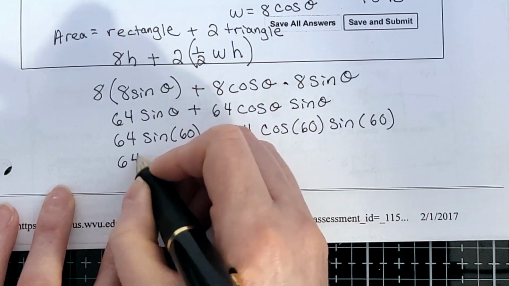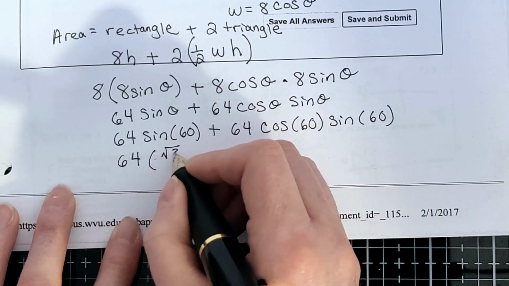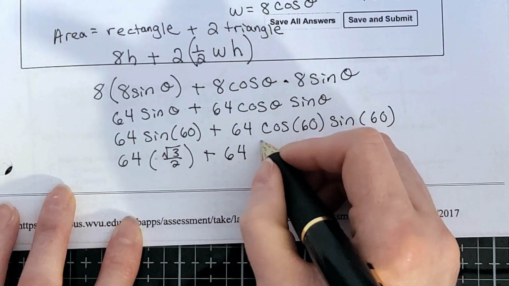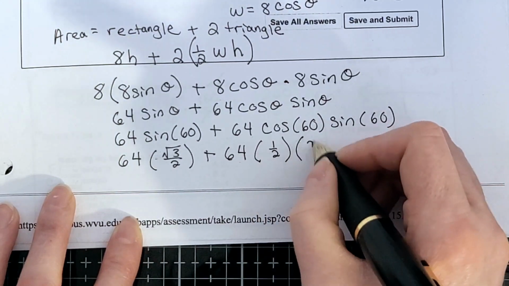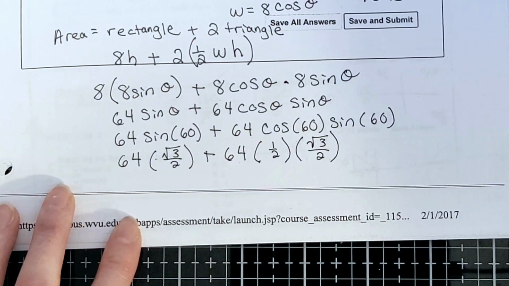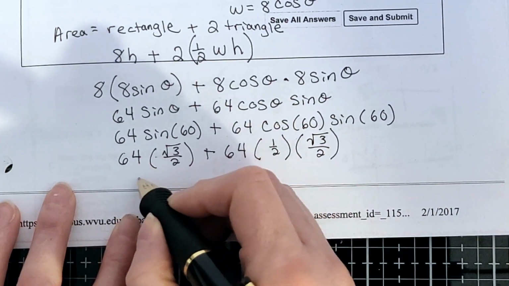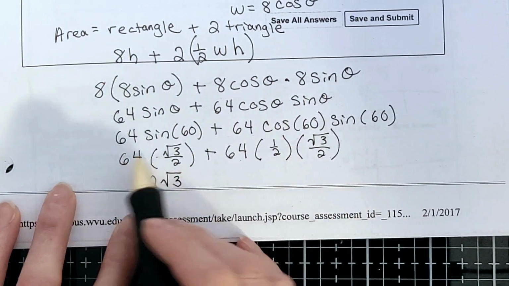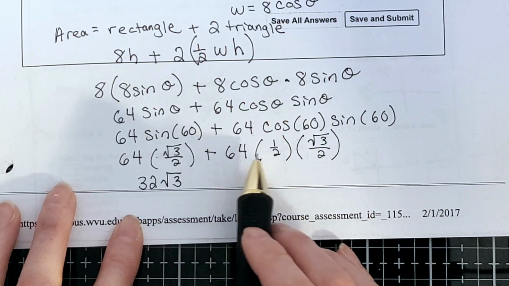So sine of 60 degrees was square root 3 over 2. Cos of 60 is 1/2. Sine of 60 again is square root 3 over 2. Okay. All right. Half of 64 would be 32 square root 3. So I just divided that out. Half of 64 again would be 32.